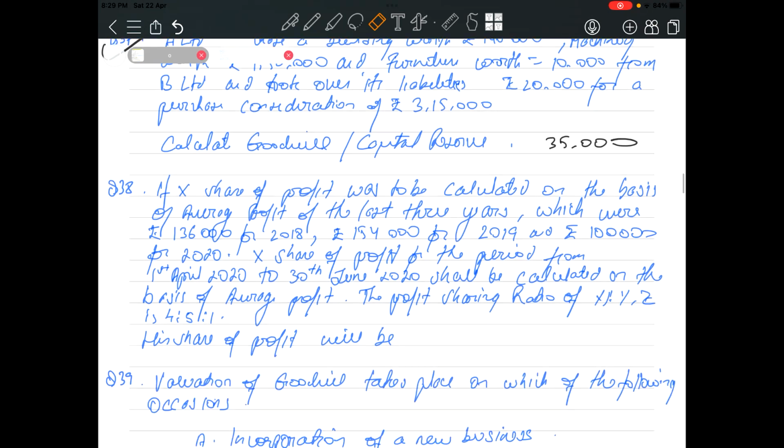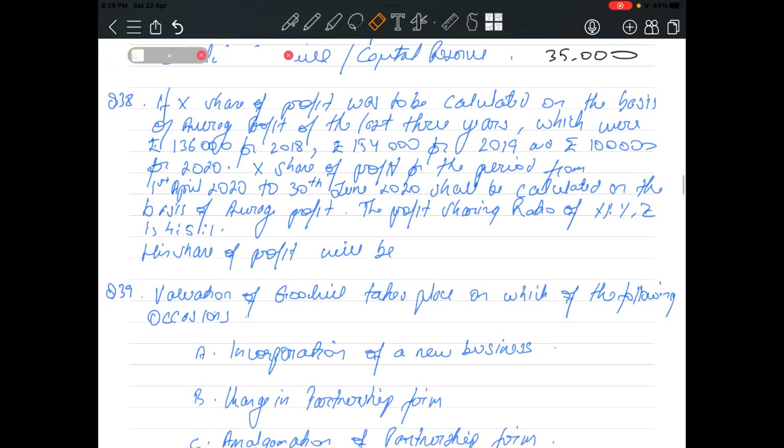Okay, so now let's move to question number 38. What is question number 38 saying? If X's share of profit was to be calculated on the basis of average profit of the last 3 years. Now it is clear that we'll have to find the average profit.